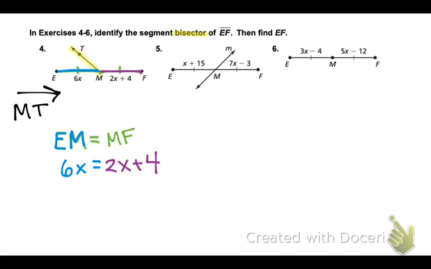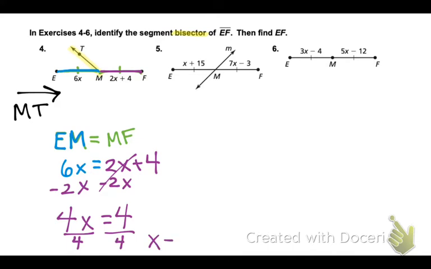So which is the smaller x here? 2x. It is a positive 2x. So how do I move the positive 2x across the equal sign? Subtract it. 6x minus 2x is 4x, and it equals 4. Last step, divide by 4, and x equals 1.